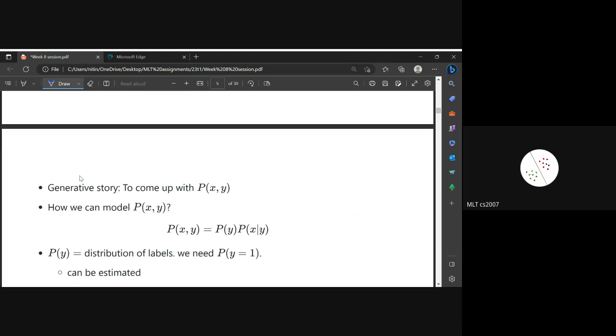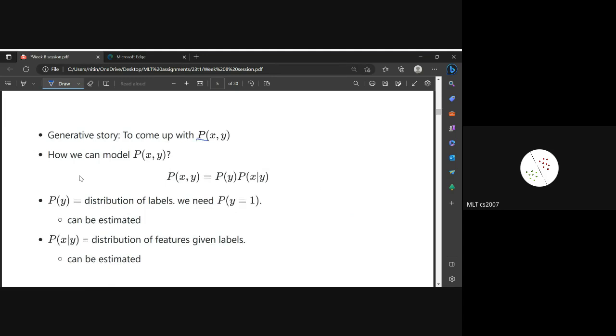Now our goal is to find the probability p of x and y, right? For finding this probability, remember that it can be written as p of y times p of x given y, the conditional times the marginal. So for finding this distribution, I will find the distribution of p of y and the distribution of p of x given y. I will find the distribution of the labels and the distribution of the feature space given the labels. Once I know these two distributions, I know p of x and y, because this equation always holds, right? So these two distributions I need to find.